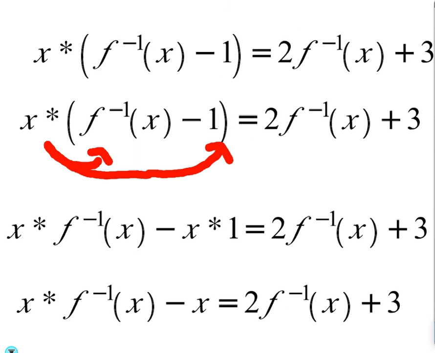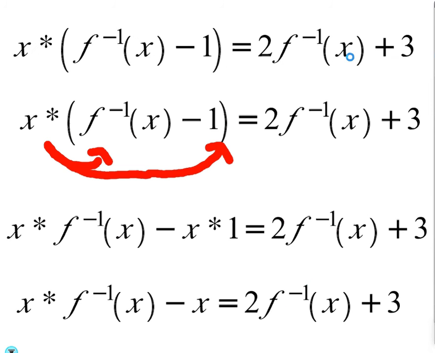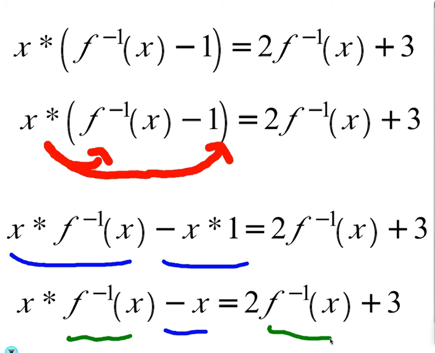So you'll have x times f inverse minus 1 on the left, and then 2 f inverse plus 3 on the right. Next thing we're going to do is distribute the x to both terms on the left. So now we'll have x times f inverse minus x times 1, which simplifies to just minus x. So our whole goal again is to get f inverse by itself. We need to have just one of those, and right now we have 2 of them. Okay? And again, if you want to just put y there, it might help you. In other words, you could say x times y minus x equals 2y plus 3.